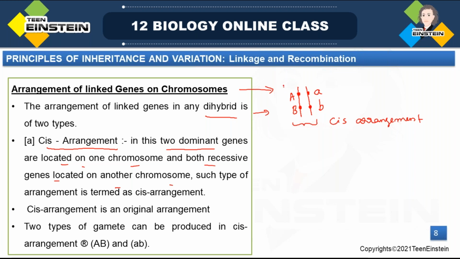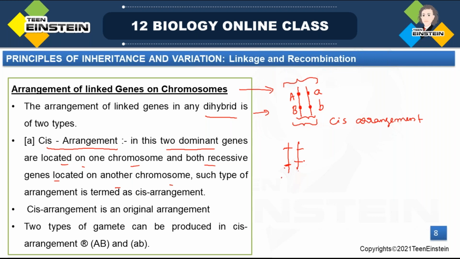Don't get confused. This is not on separate chromosomes unrelated to each other. It will be on separate chromosomes, but of the same pair. Chromosomes will be in pairs, right? In that pair, on the first chromosome, the dominant genes will be present, and on the other, the recessive genes will be present. It won't be like one dominant and one recessive on each.